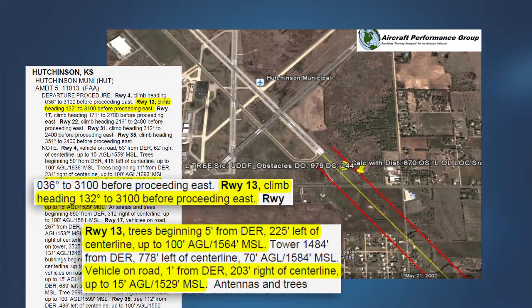Here you will see a list of obstacle notes. These obstacles are tall enough that they would normally require a higher than standard climb gradient. To avoid publishing needlessly excessive high climb gradients to the height of 200 feet or less above the runway, the FAA publishes notes about these obstacles on IFR departure procedures. These notes are intended to advise the pilot of close-in obstacles so they are aware of them and can take the necessary actions to avoid them on takeoff.